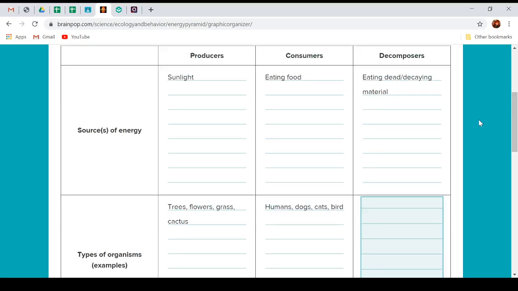Now, decomposers, there are some that are like insects. There are some decomposers that are like mushrooms, so like fungi. So this is kind of a mixed group. There's also some bacteria that are decomposers. So we can put mushrooms, fungi. We can put some insects, so like earthworms. Many beetles are also decomposers as well.